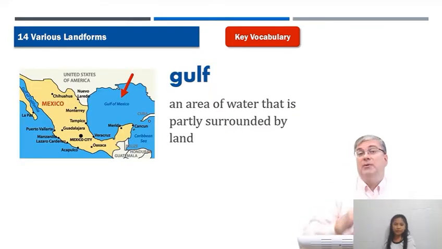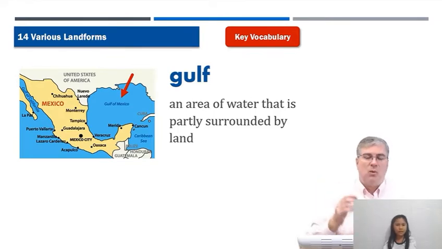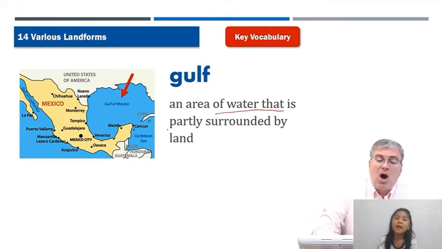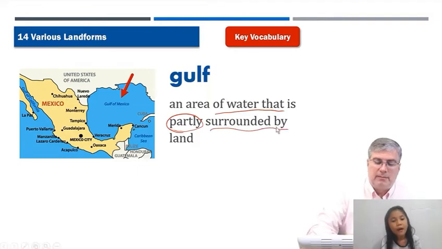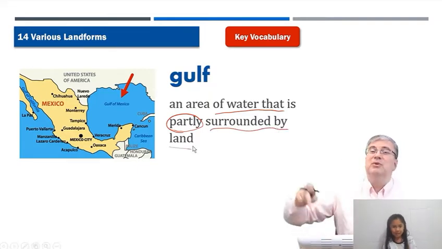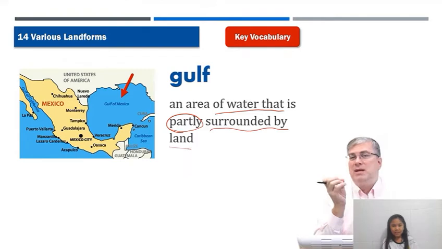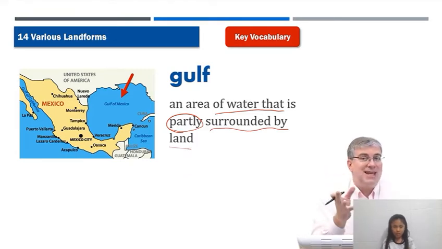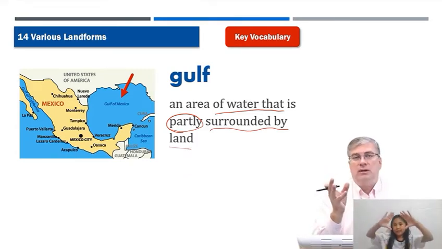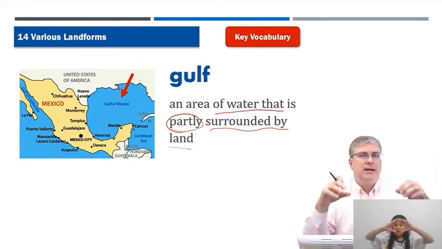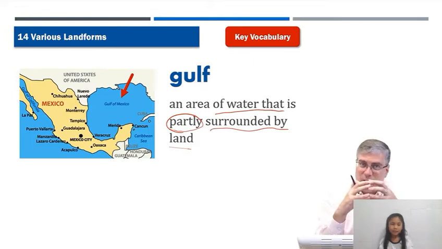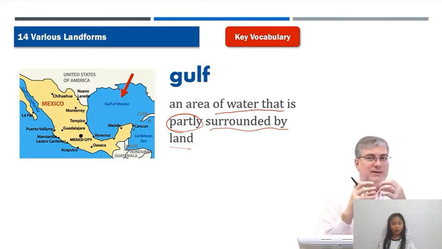Okay, our next word here is gulf. Gulf is another type of landform. Even though we're talking about water, it's still the shape of the land and the waters. Here's an area of water that is partly surrounded by land. Partly just means that it doesn't surround it all the way through, but just surrounds it in a small part. What we have is a piece of water, and the land goes around like this, right? It's a gulf, and there are many beautiful gulfs.